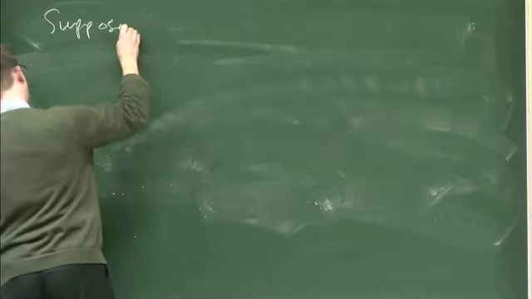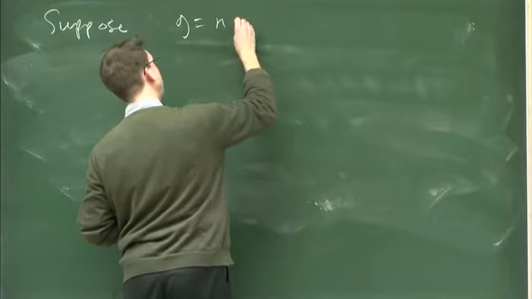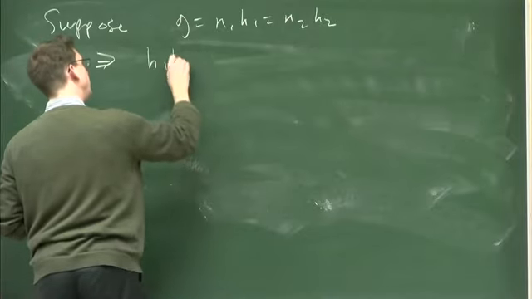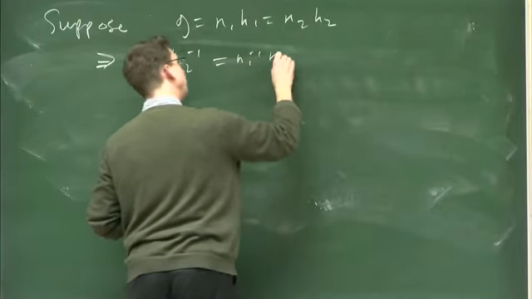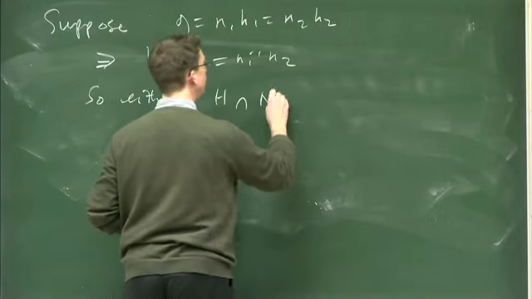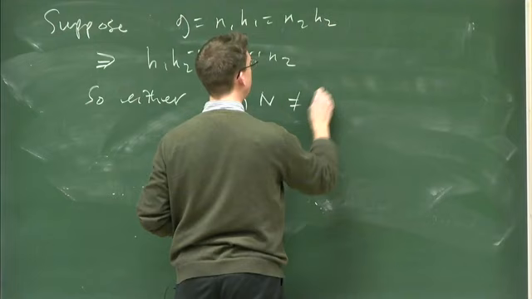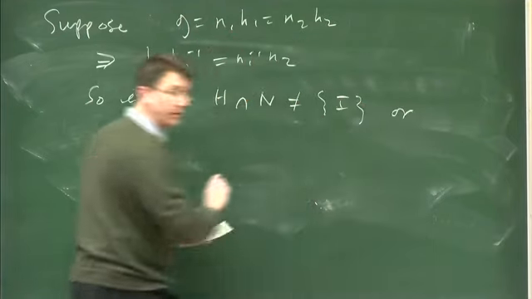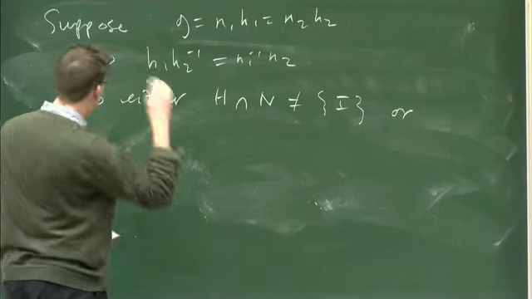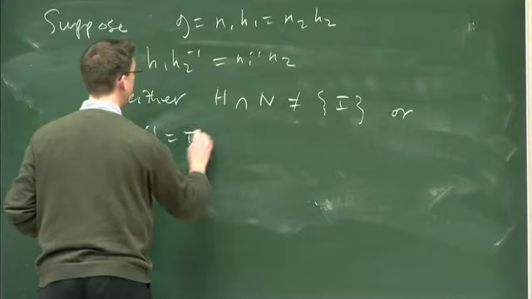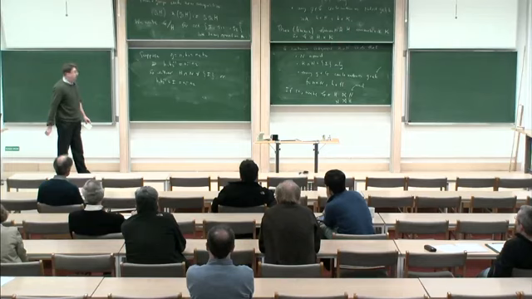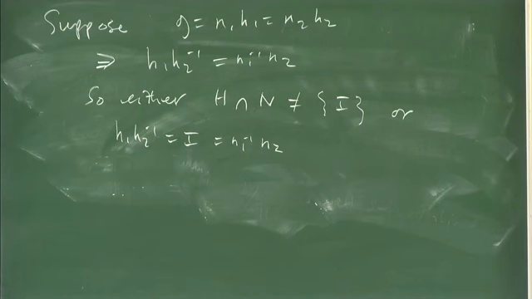Let's justify the last thing I said. Let's say I've got a g which is N1H1 and it's also N2H2. Then I have H1H2 inverse equals N1 inverse N2, so that object is in both subgroups. So either H intersect N is not just the identity, which I said was not true, or H1H2 inverse is the identity, which is N1 inverse N2, so in fact they look the same. So H1 is equal to H2 and N1 is equal to N2.